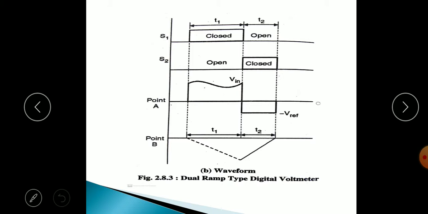The waveforms are seen as S1, S2. When S1 is closed, T1 appears at the output. When the S2 switch is closed, T2 appears at the output.